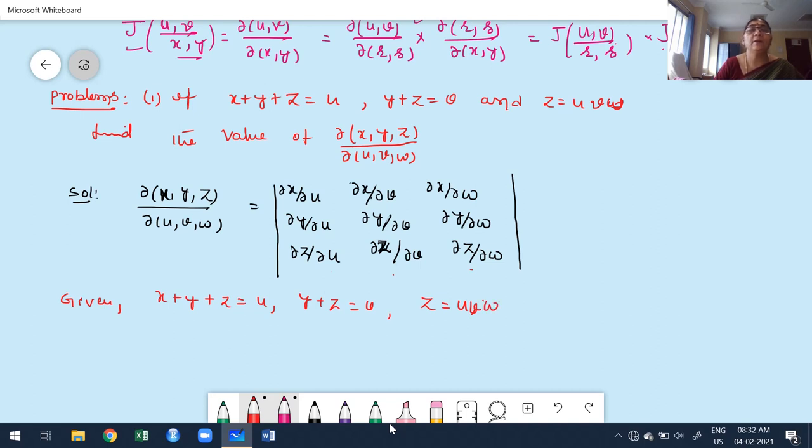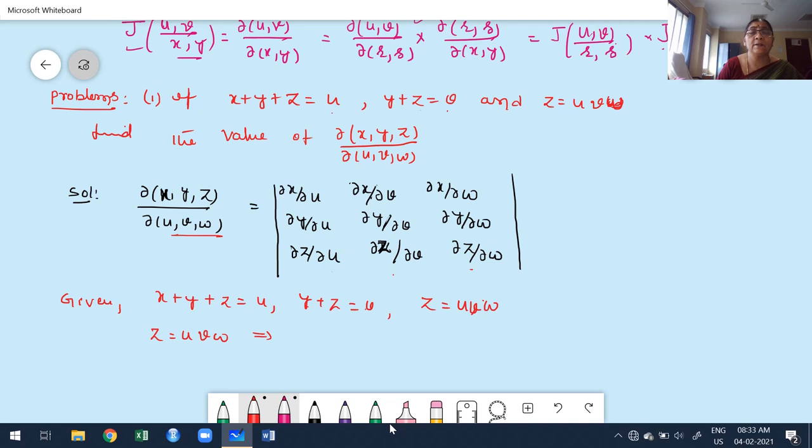What they gave: x plus y plus z is equal to u, y plus z is equal to v, and z is equal to uvw. If you want to find these partial derivatives, first I express x, y, z in terms of u, v, w. But anyway, they have already given z in terms of u, v, w. No issue. Using this, I'm going to express y in terms of u, v, w.